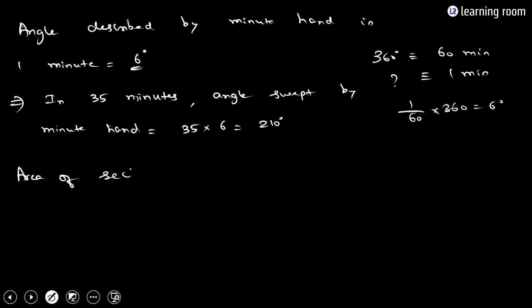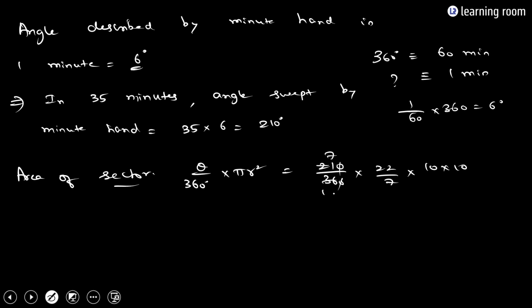So area of the sector will be equal to theta by 360 into pi r square. So theta is 210 divided by 360 into pi is 22 by 7 into r square. R is how much? 10. So 10 into 10. You get cancelled, it goes 7 times, it goes 12 times. 11, 6, 7 and 7 are gone.